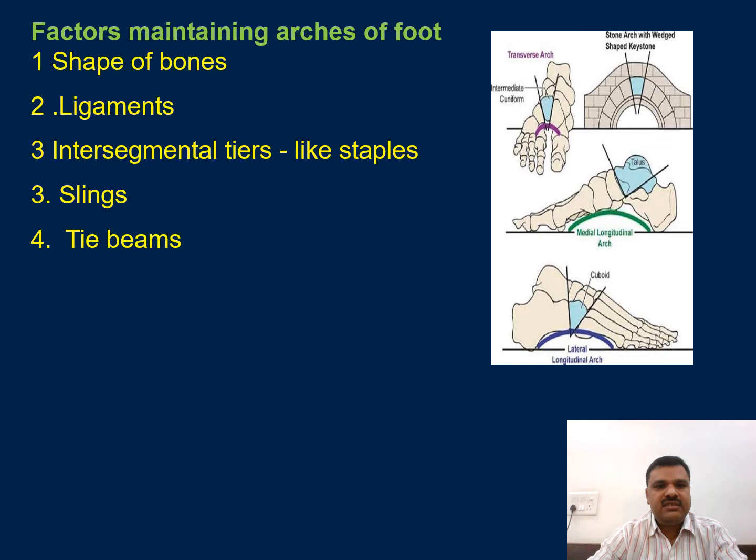So just to summarize, what are the factors maintaining the arches? These are the shapes of bone, ligaments, intersegmental ties, slings, and the tie beams. So this is how the shape of a bone is playing a key role. They are acting as a keystone which distributes the weight of the body.